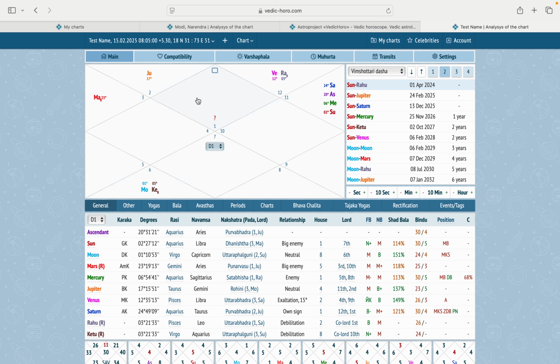Individuals whose first house is connected with the 6th house strongly, or the 6th connected with the first strongly, generally tend to excel in careers related to medicine, banking, and law, largely because this house represents Rog, which means disease, Rin, which means debt, and Ripu or Shatru, which means enemies.